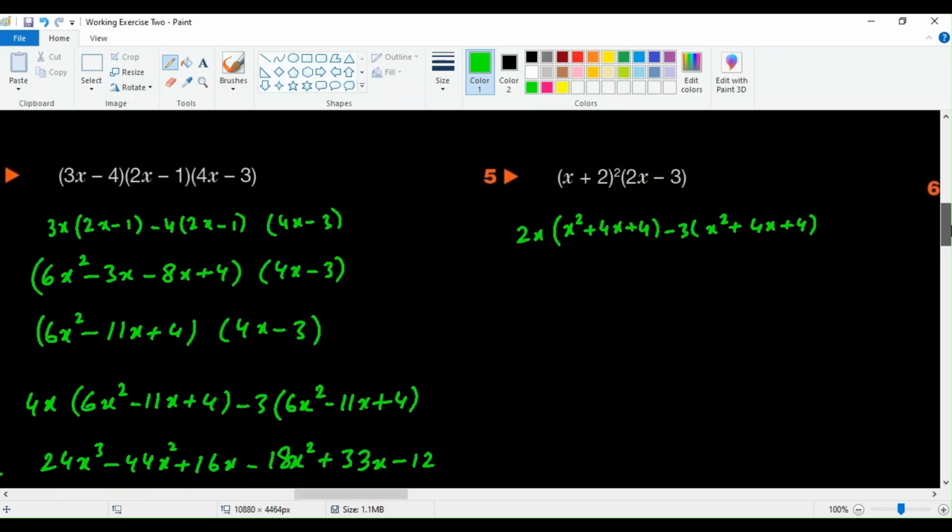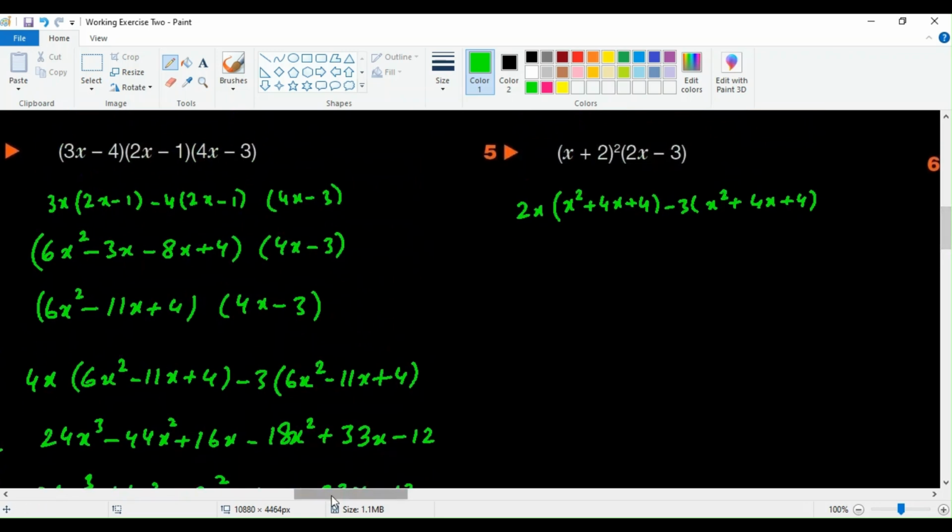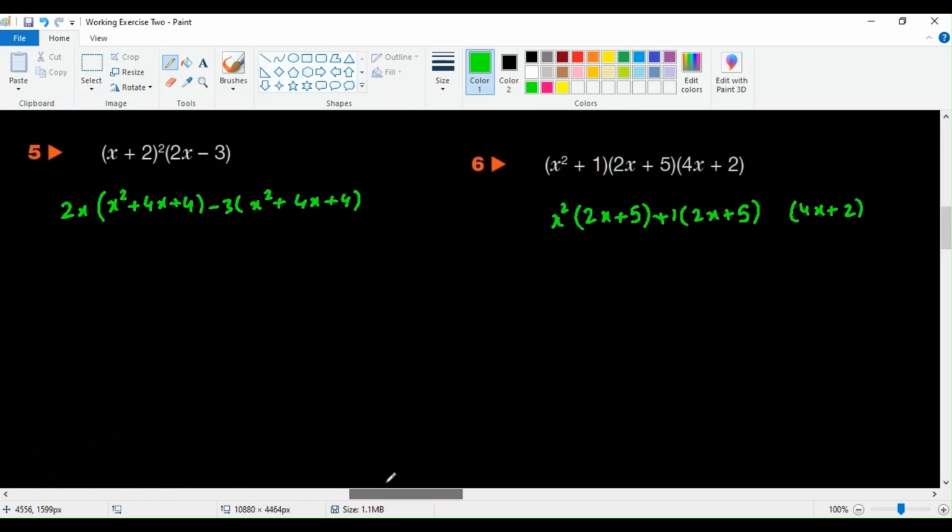Moving on to the next question, which is question number 5. In here I already know very well that the expansion of x plus 2 whole square is equal to x square plus 4x plus 4, as the formula is used. Now I will multiply this first by 2x and then by minus 3. Let's see what we get.